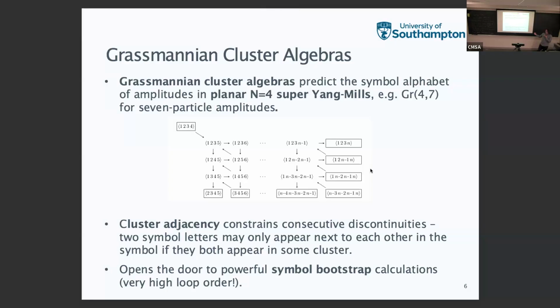And the cluster algebra gives you 2 things. It predicts the symbol letters, so the singularities that can come up. And it also makes predictions about the adjacencies in the symbol, in other words, which singularities can occur consecutively. So this is a really powerful constraint.